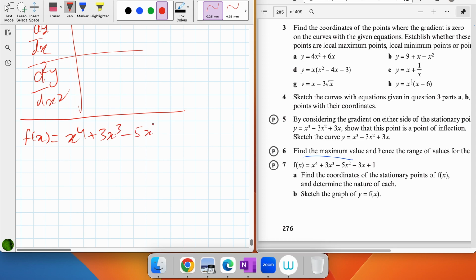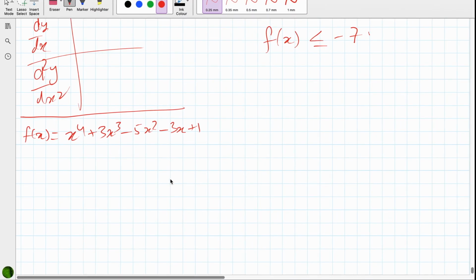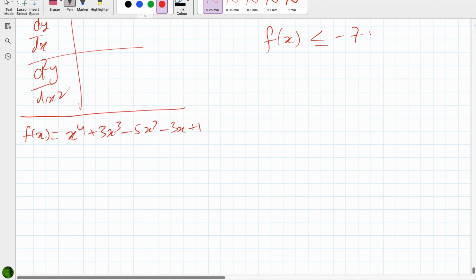So first step is we go for derivative. And now what are we going to do? Find the stationary point, and we are going to tell the nature. So for the stationary point, derivative is equal to what? And we should substitute it with 0.